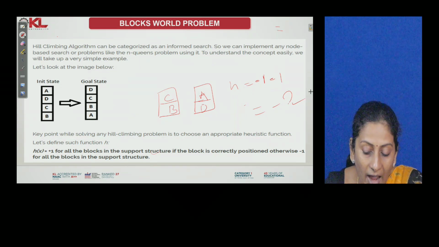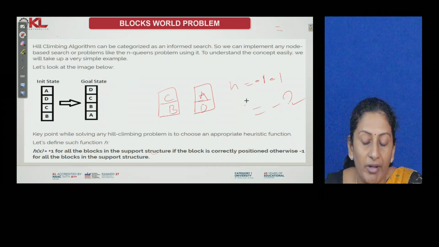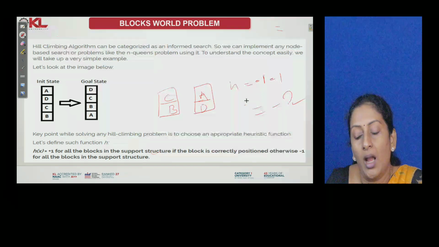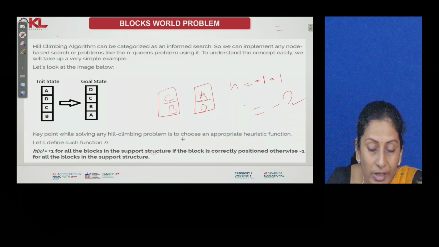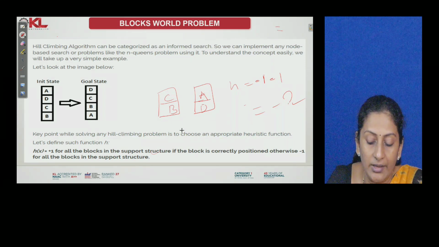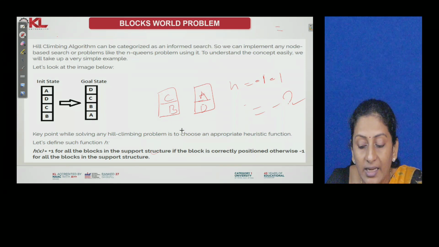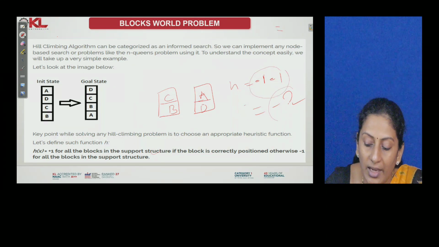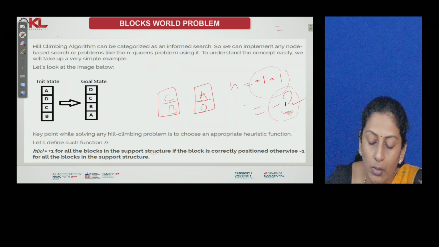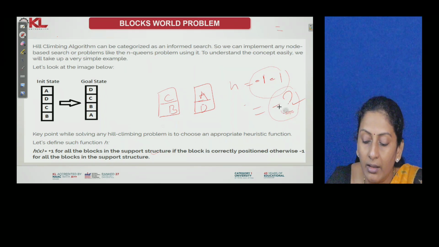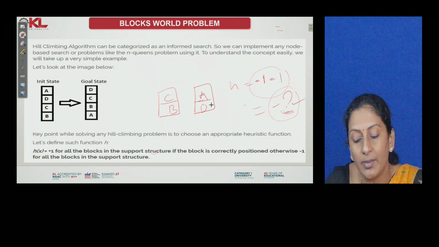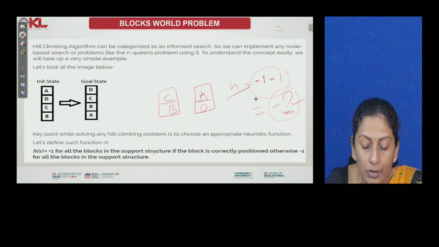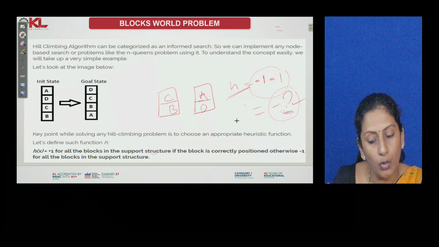So I have defined the heuristic function in such a way that whenever I make a move to these blocks, I add value 1 if the supporting structure is correctly placed, and if the supporting structure is wrongly placed, I subtract 1. I will consider the total of these values as my heuristic value. I will compare this heuristic value with the previous one. If it is better, then I will move to this state. I take this state as my current state. So here I have explained how the heuristic is calculated using 3 different states. Now we will go to the actual problem.